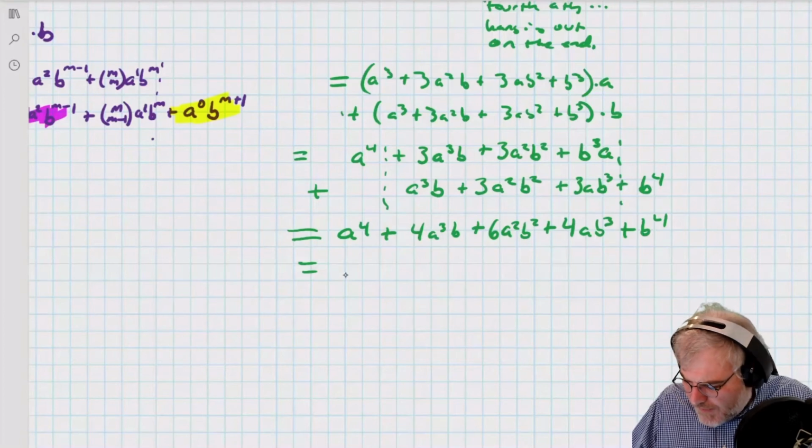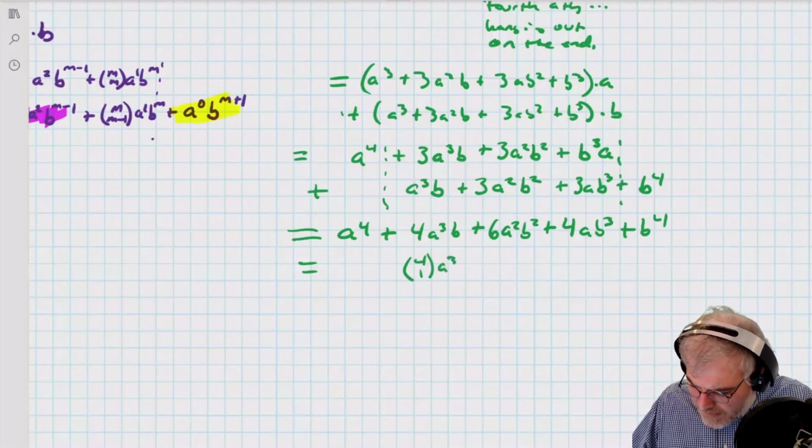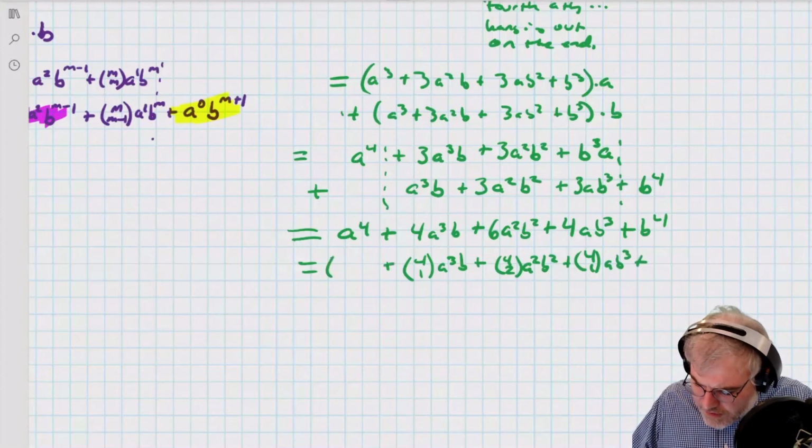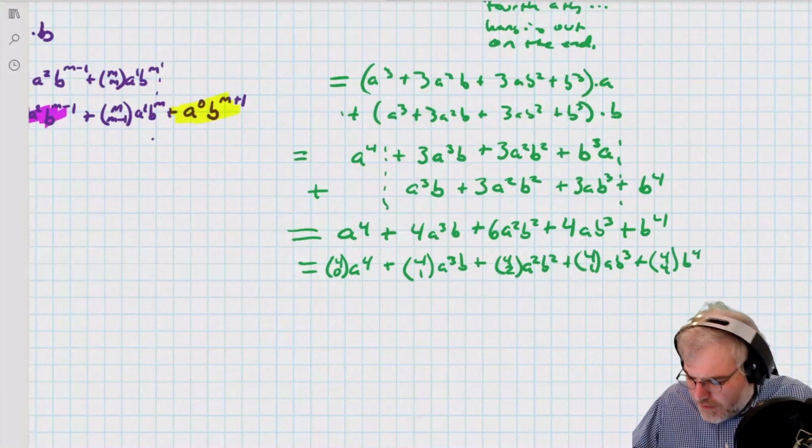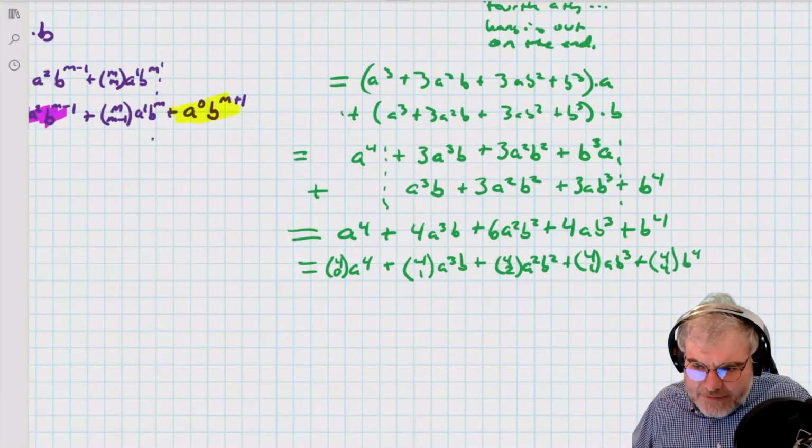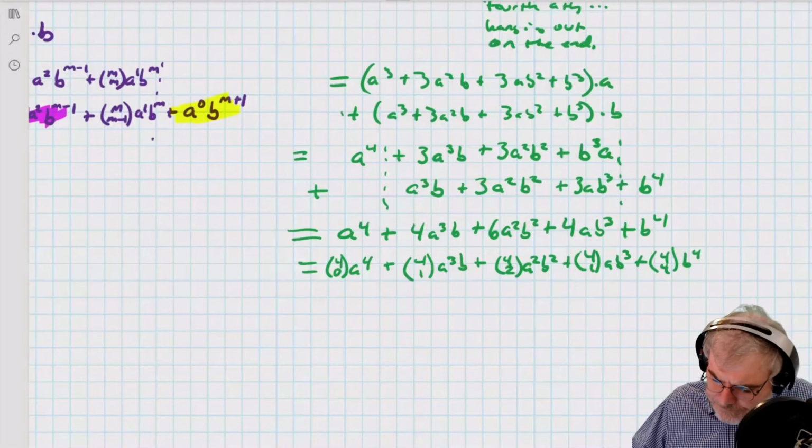These are the binomial expansions. What is this? This is 4 choose 1, a cubed, b. This is 4 choose 2. 6 is 4 choose 2, a squared, b squared, plus 4 choose 1, a, b cubed, plus, of course, the two end terms. 4 choose 0, a to the fourth, and this is 4 choose 4, b to the fourth. I could put b to the 0 there, but you get the idea.